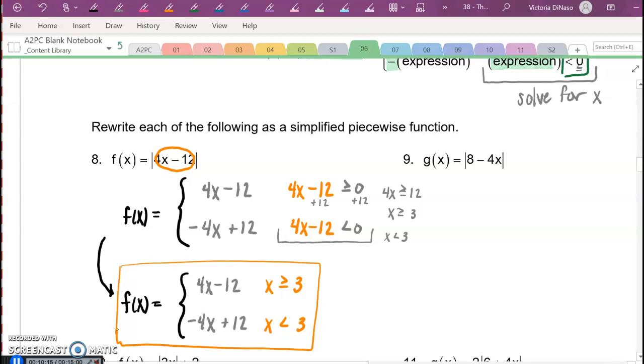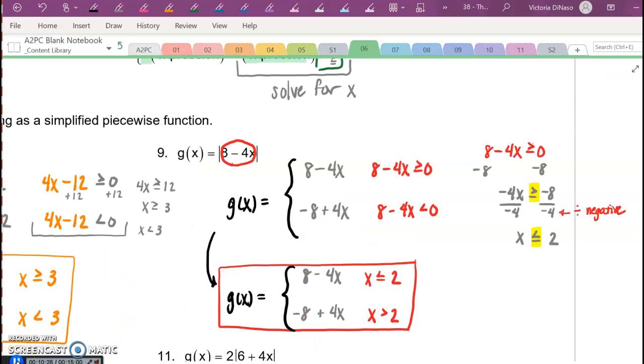All right. You would do number 9 the exact same way. I'm going to go ahead and pause the screen and write out number 9. So why don't you pause the screen, try out number 9, and we'll be back in a second. All right, so we have g of x equals, so we were able to write the same and then the opposite. So we have 8 minus 4x, and then we have negative 8 plus 4x.